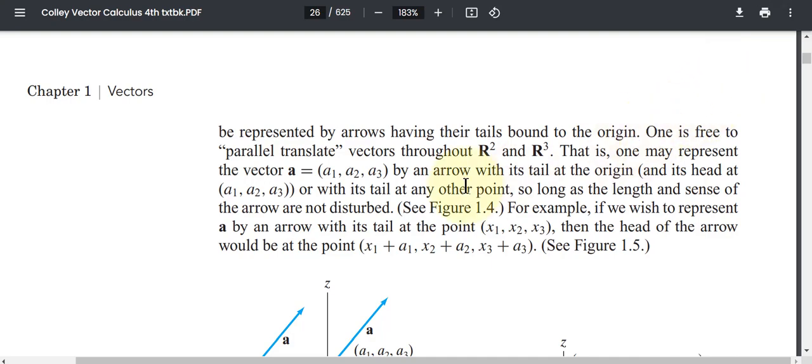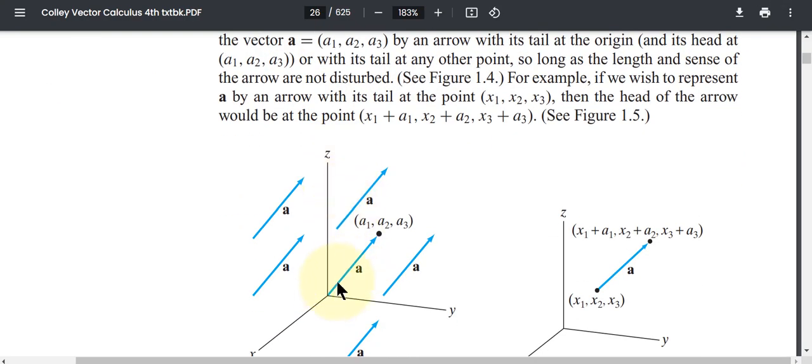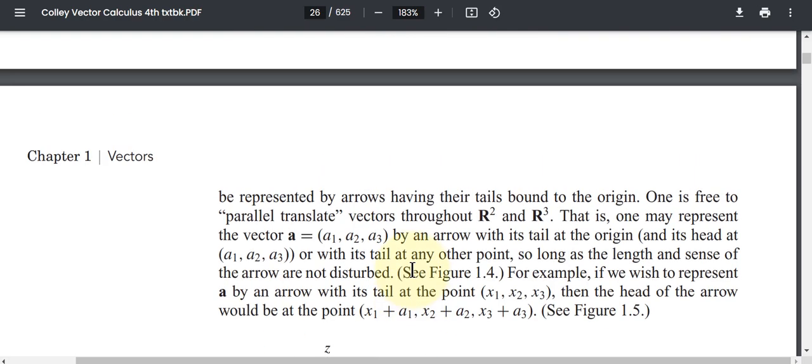So she says one is free to, what they call, parallel translate. So you take this one and you can move it over here, as long as you keep the length the same and the direction the same. So that's what they mean by parallel translate.